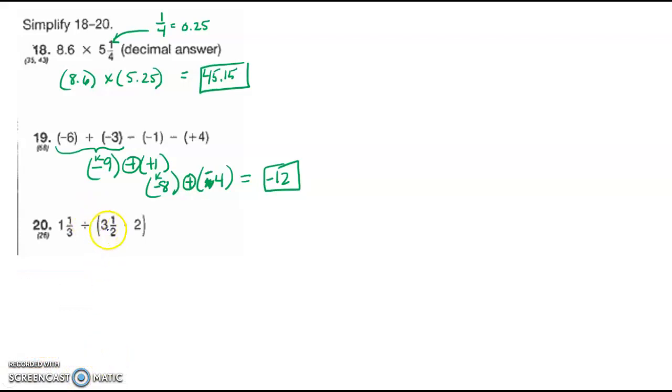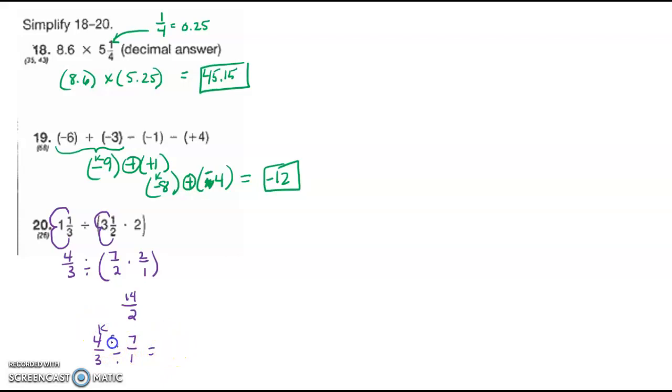Change colors here. All right, so I have 1 1/3 divided by, and then 3 1/2 times 2. So let's go ahead and popcorn this. 2 times 3 is 6, plus 1 is 7, times 2 over 1, which gives me 14 over 2, which is actually 7 over 1. And then I'm going to popcorn this as well. So 3 times 1 is 3, plus 1 is 4. So I have 4 over 3 divided by 7 over 1.